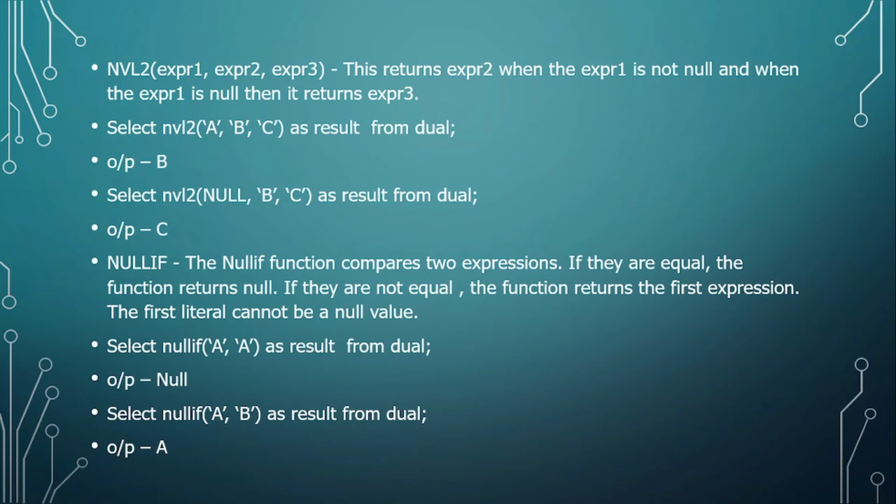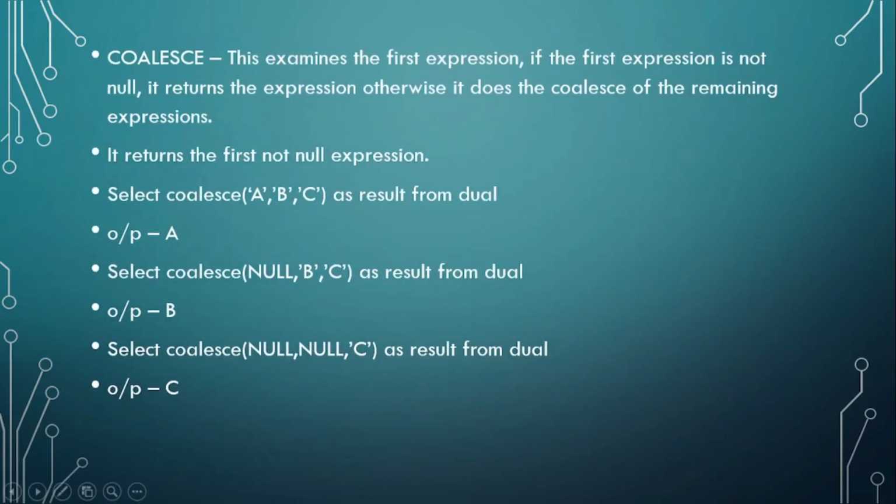Let's check this out with an example. Select NULLIF of A, A as literals as result from dual. So the output will obviously be null because expression 1 and expression 2 are equal. In the second case, expression 1 and expression 2 are not equal. Therefore the output will be expression 1, that is A in our case. So this is the usage of NULLIF. So people get confused and go into a baffled state whenever they are asked about null functions and NVL functions. Null functions include is null and is not null, and NVL functions include NVL, NVL2 and COALESCE. So please don't confuse yourselves.